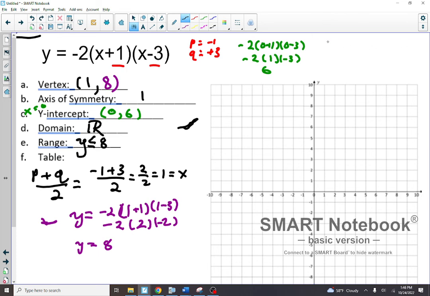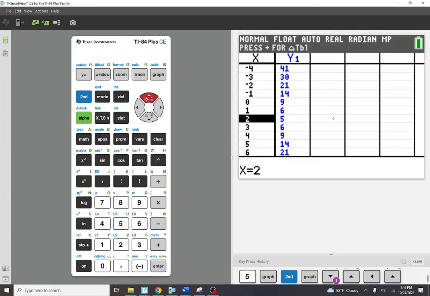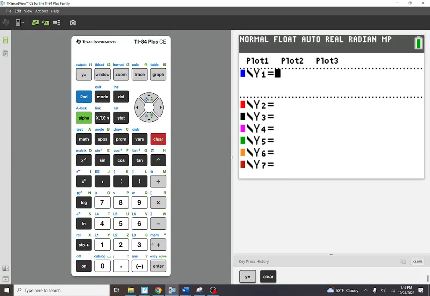All right, make a table. X, Y. Our center will be 1, 8. We have two less, 0 and -1, and two more, 2 and 3. And again, you take your calculator and plug it in. Y equals, let's clear that. Remember, if you put negative, put the negative next to the enter or the equal sign, not the minus sign, or it won't do it correctly. -2, x plus 1, x minus 3.